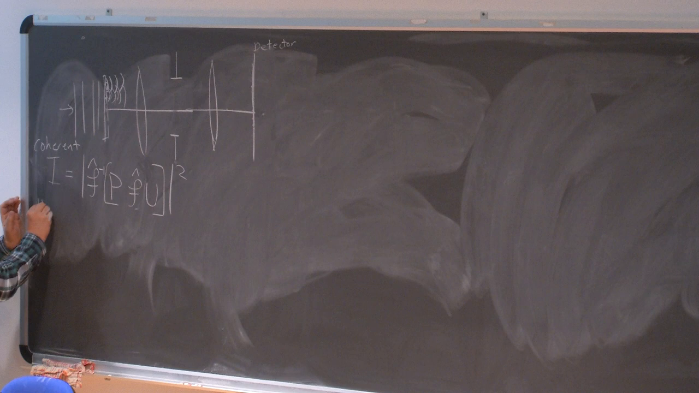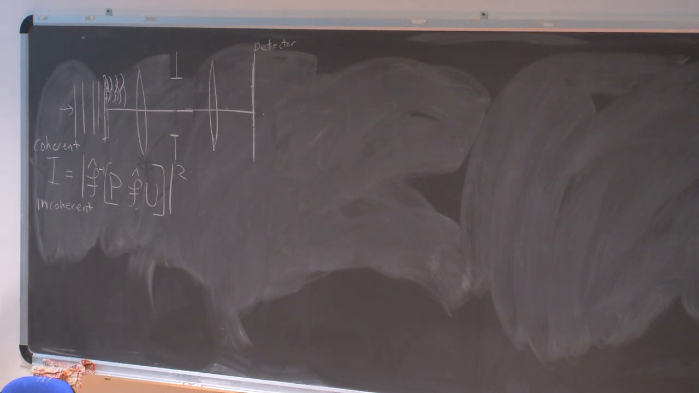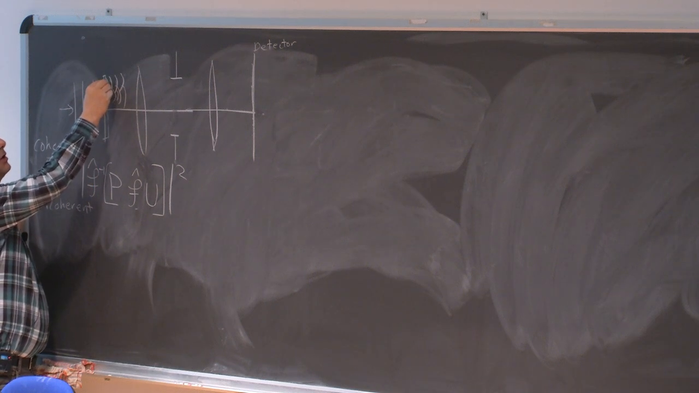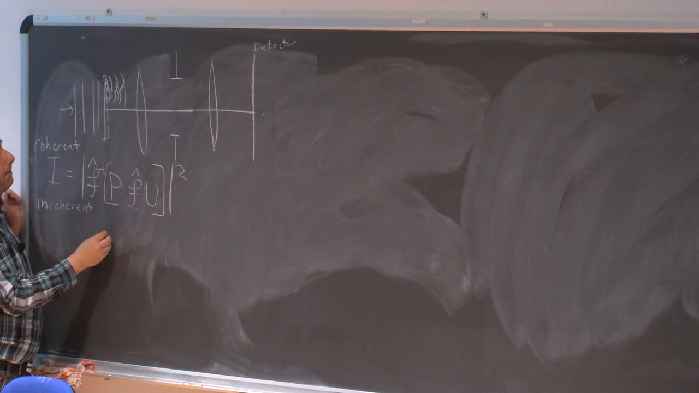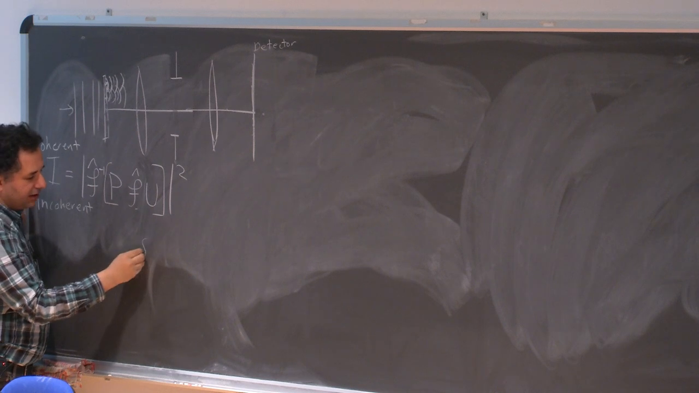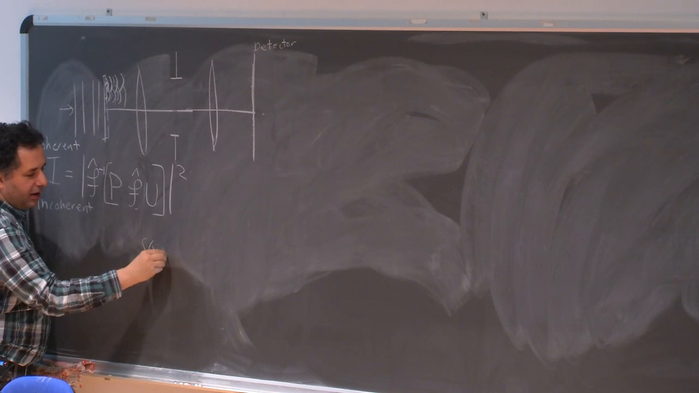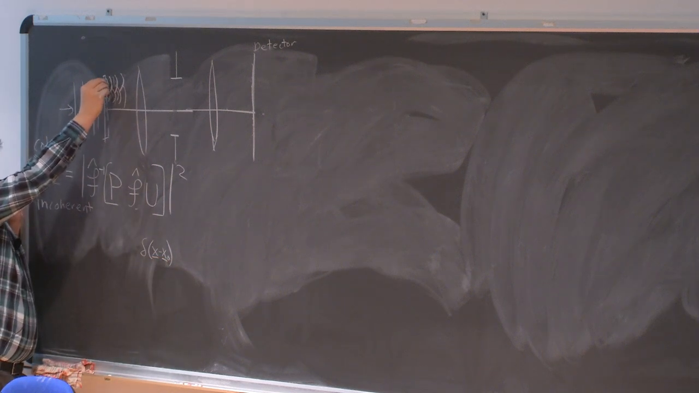If it is incoherent, then it's different because, sorry? Yeah, so then I would have to look at each point here, would be an independent source. So I would have, let's say, a delta of x minus x naught. That's the field being emanated from here.